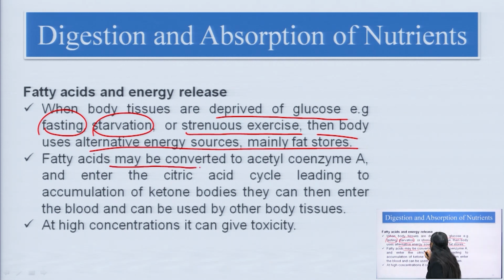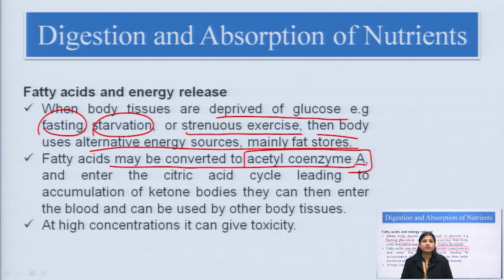So, fatty acids may be converted into acetyl coenzyme A. This is one product. It will enter the citric acid cycle for ATP formation, and under this, they can form the ketone bodies. There will be an accumulation of ketone bodies, and if this accumulation is high, there will be toxicity in the body that can cause ketonuria. Ketone bodies will come out in the urine. That can be a very severe situation if there is accumulation or toxicity of ketone bodies.